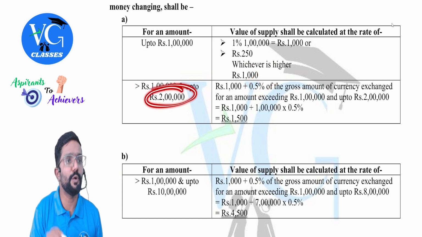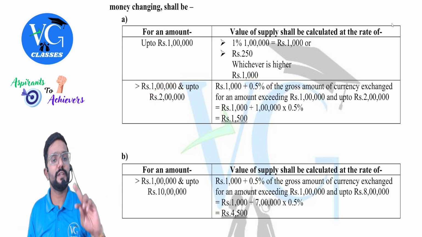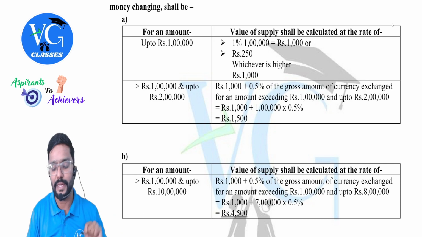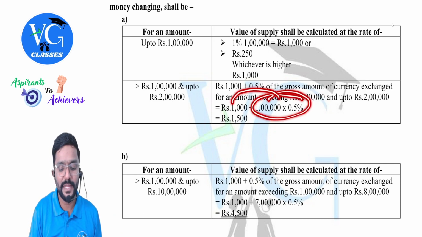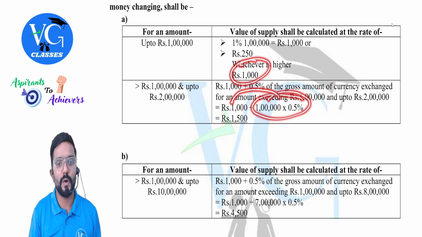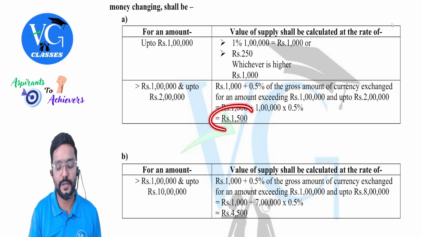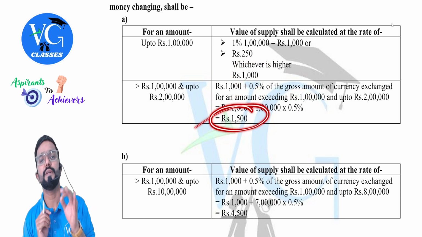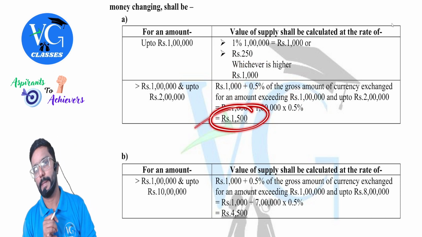But here it is only up to 2 lakh. So what is the difference between 2 lakh and 1 lakh? 1 lakh. So on 1 lakh, we will take 0.5% plus the above 1,000. How much is it coming to? 1,500. So the value of supply is 1,500.